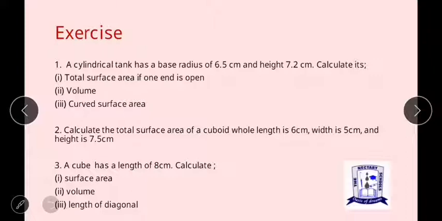And in our next meeting, we shall be discussing the other part of solid shape, the other part of solid mensuration, talking about sphere, pyramid, and cone.